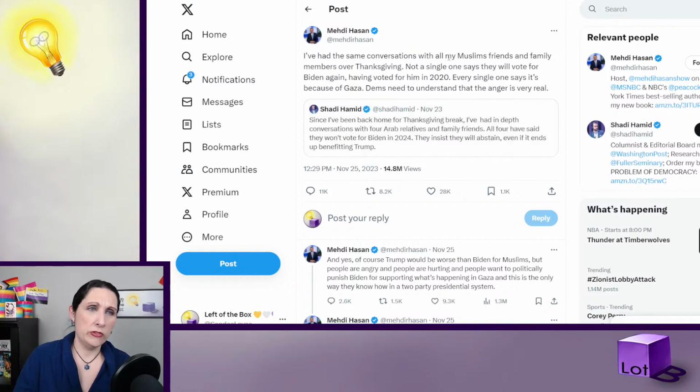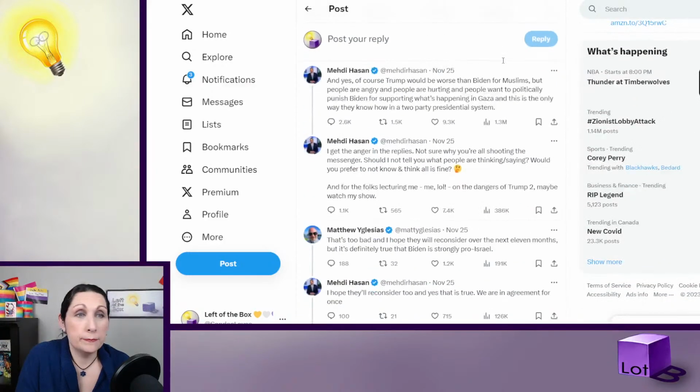And Mehdi quotes tweet that with, I've had the same conversations with all my Muslim friends and family members over Thanksgiving. Not a single one say they will vote for Biden again, having voted for him in 2020. Every single one say it's because of Gaza. Dems need to understand that the anger is very real. And yes, of course, Trump would be worse for Biden than Biden for Muslims. But people are angry and people are hurting and people want to politically punish Biden for supporting what's happening in Gaza. And this is the only way they know how in a 2-party presidential system.